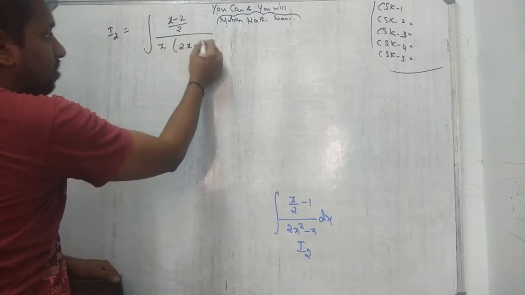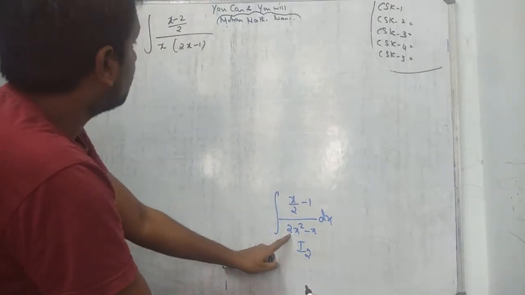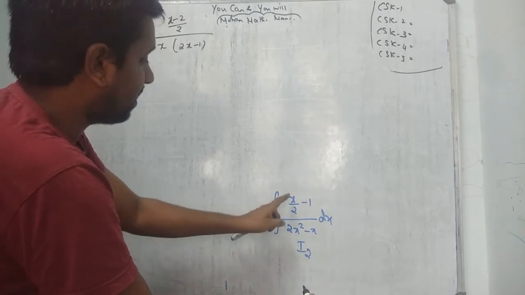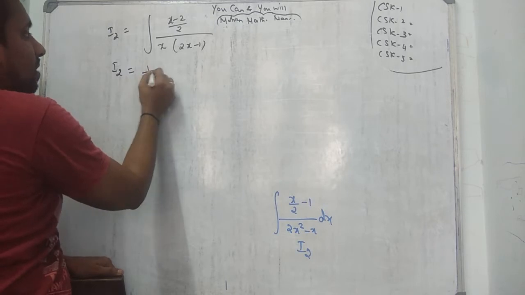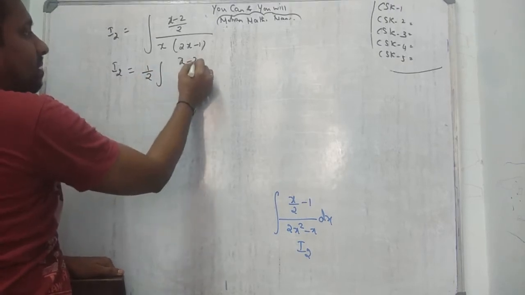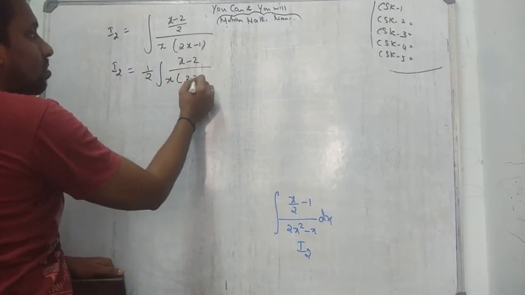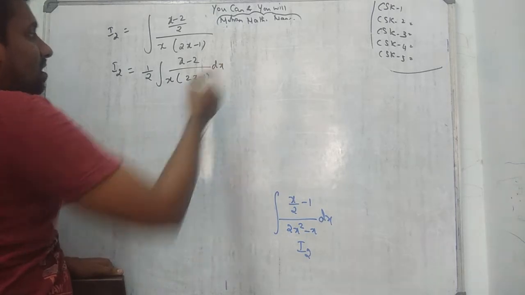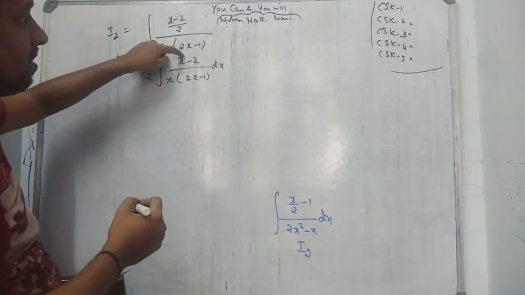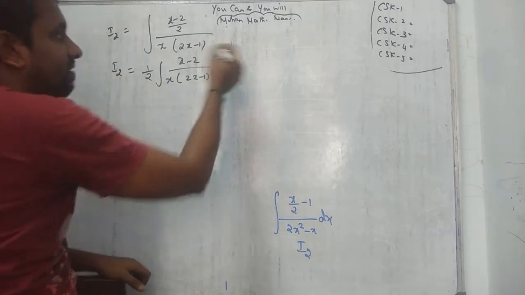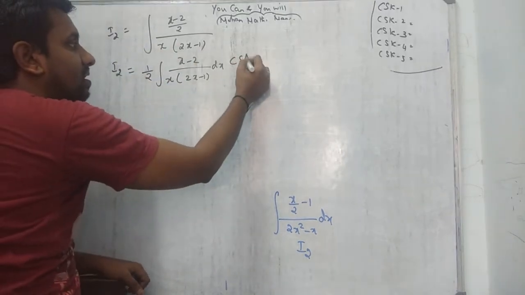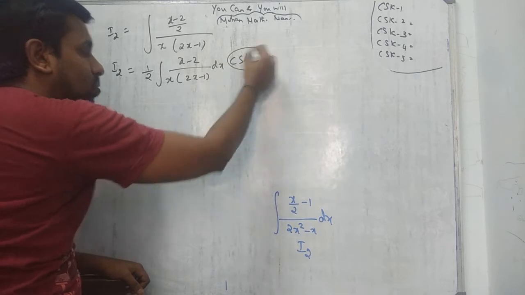So 2x minus 1. See, I have taken x common. So it will become 2x minus 1, here normal LCM. And therefore I2 equal to 1 by 2 times the integral of x minus 2 upon x into 2x minus 1 dx. Now see the numerator power is x power 1, and the denominator has 2 brackets. Therefore it will automatically become partial fractions.